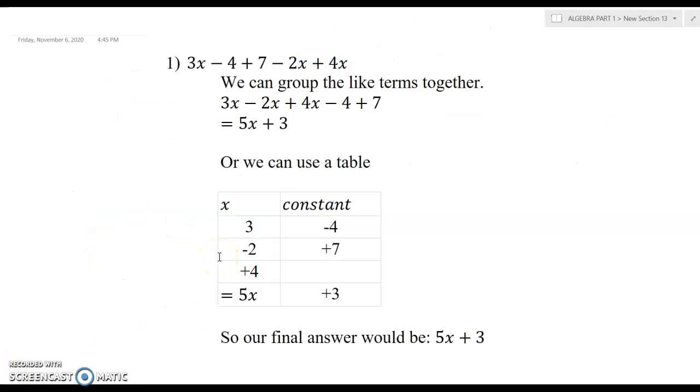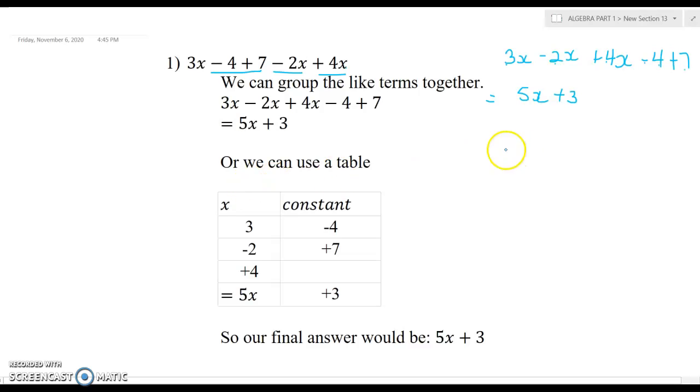Alright, we're looking at another question: 3x minus 4 plus 7 minus 2x plus 4x. You can group the like terms together, meaning you can put the x's together. So I get 3x, then bring this minus 2x, then the plus 4x, and then write over the minus 4 plus 7. And then 3 take away 2 is 1. 1x plus 4x is 5x, and now minus 4 plus 7. Again, you go back to the directed numbers. Minus 4 plus 7, you're going to get plus 3.